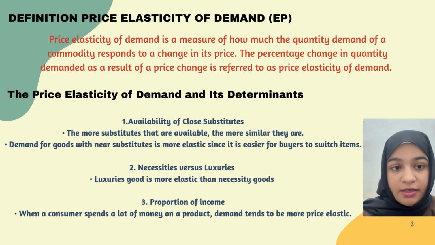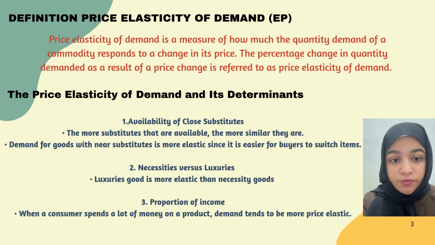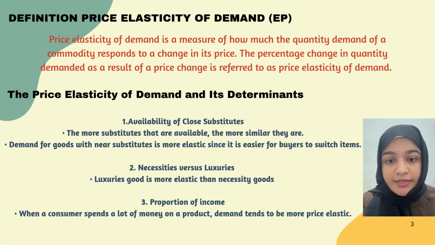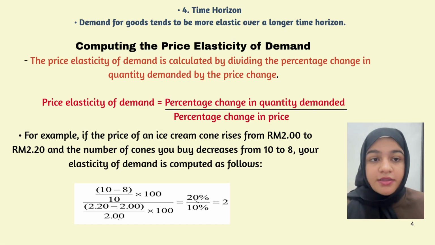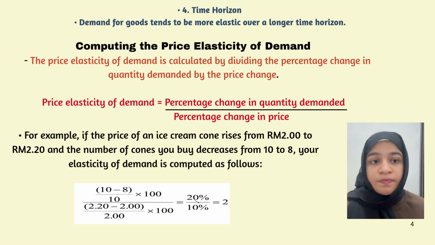The price elasticity of demand and its determinants. First, availability of close substitutes. The more substitutes that are available, the more elastic demand is. Second, necessities versus luxuries. Luxury goods are more elastic than necessity goods. Third, proportion of income. When a consumer spends a lot of money on a product, demand tends to be more price elastic. Fourth, time horizon. Demand for goods tends to be more elastic over a longer time horizon.